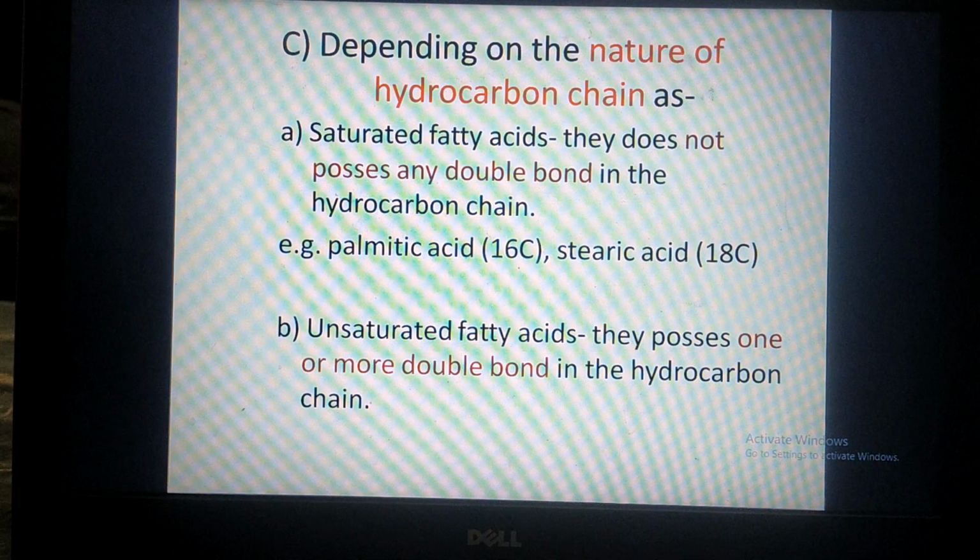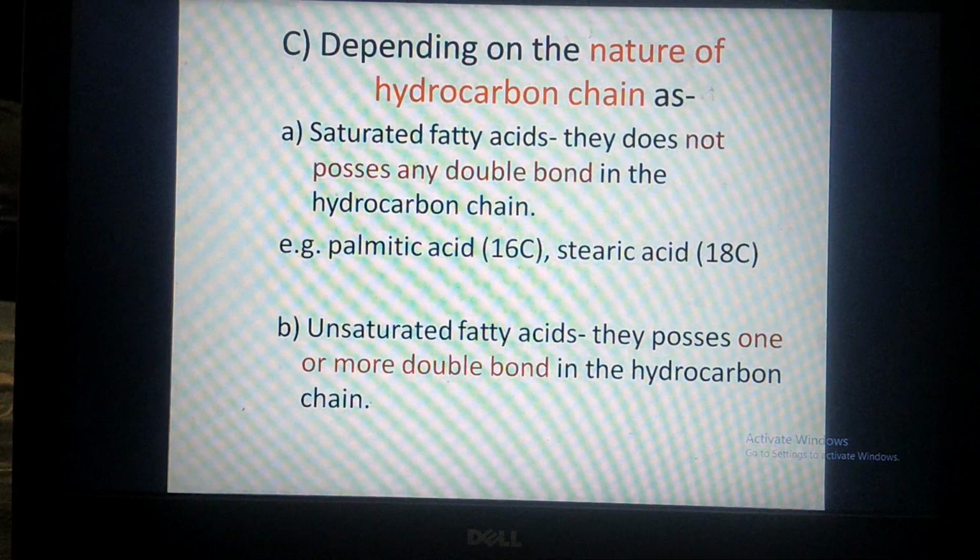Third type of classification is depending upon the presence of double bonds: saturated fatty acids and unsaturated fatty acids. Saturated fatty acids do not have a double bond in the hydrocarbon chain. Example, palmitic acid with 16 carbon and stearic acid with 18 carbon. Unsaturated fatty acids possess one or more double bonds in the hydrocarbon chain.